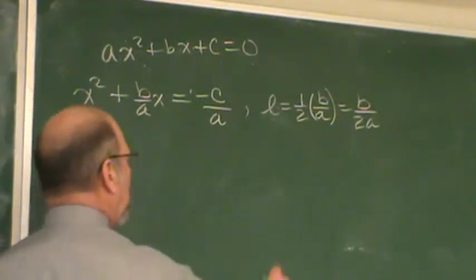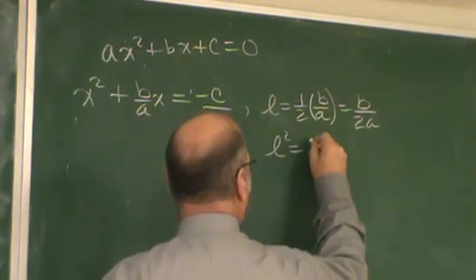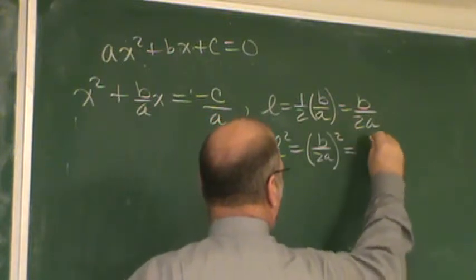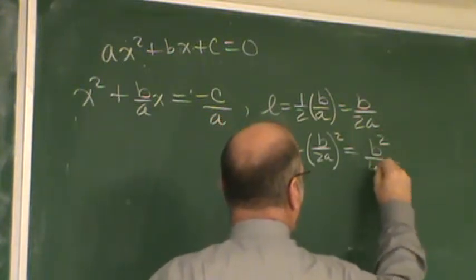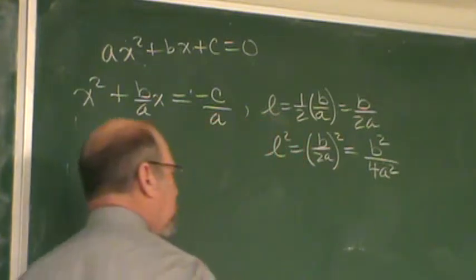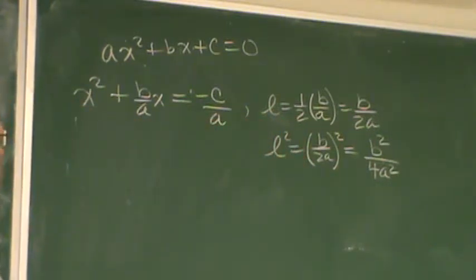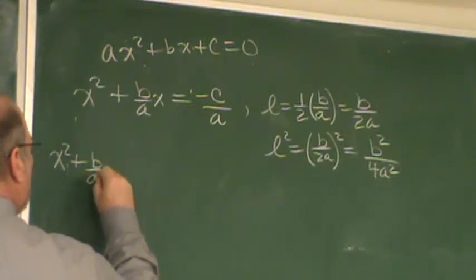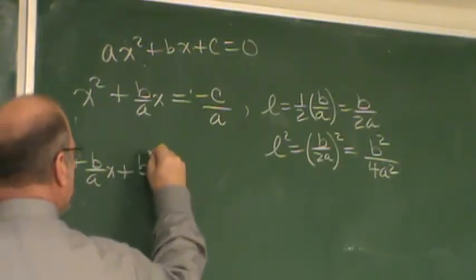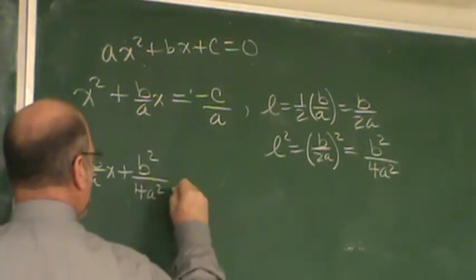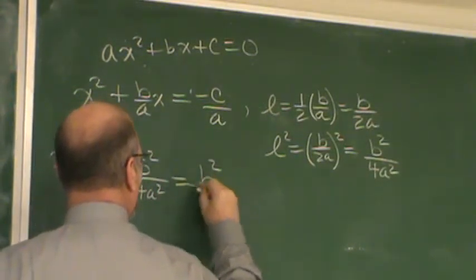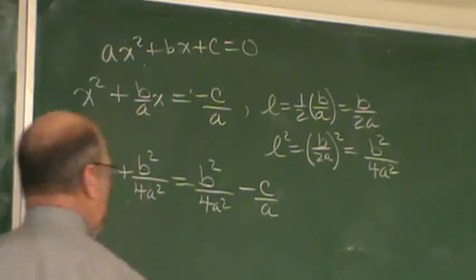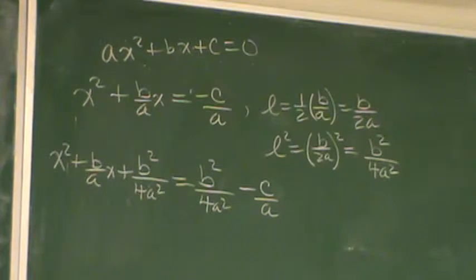Add L squared to both sides. Well, L squared is going to be b over 2a quantity squared. That turns into b squared over 4a squared. So I want to add that to both sides. So we get x squared plus b over a x plus b squared over 4a squared equals b squared over 4a squared minus c over a. Go with me.